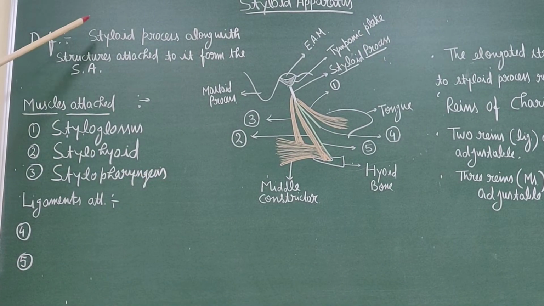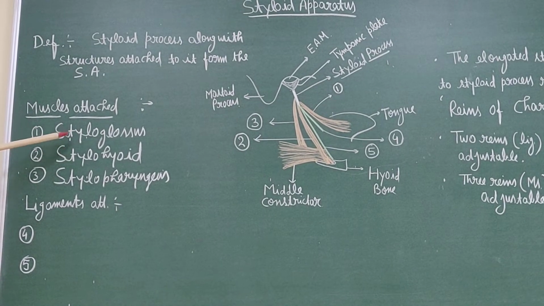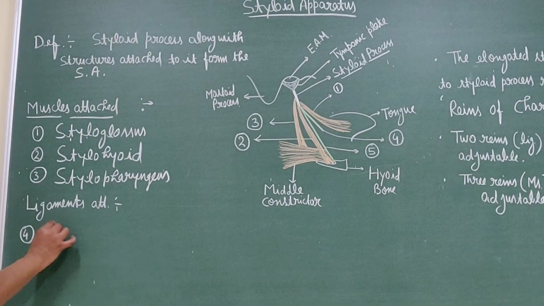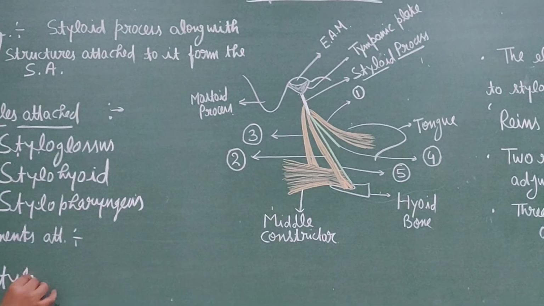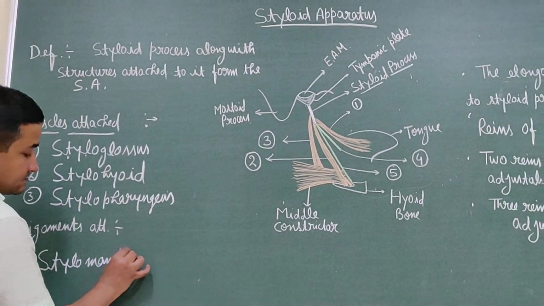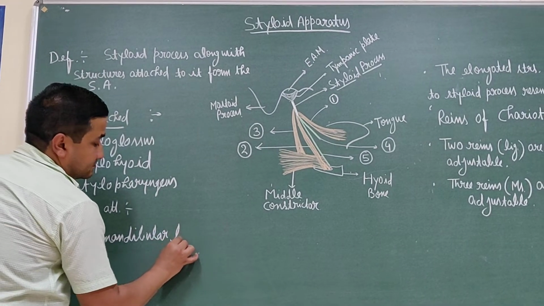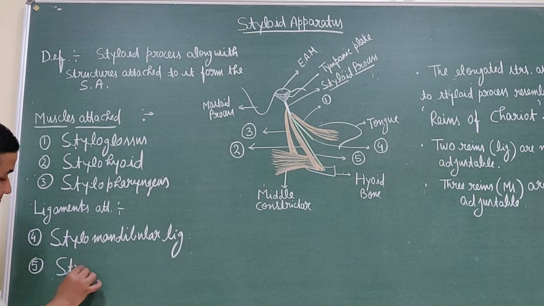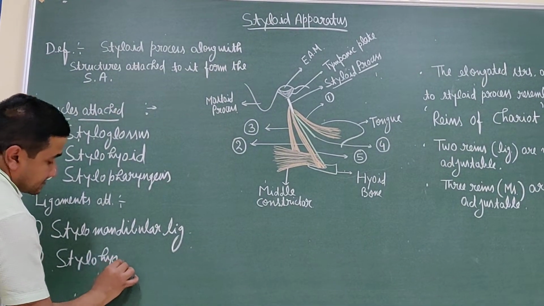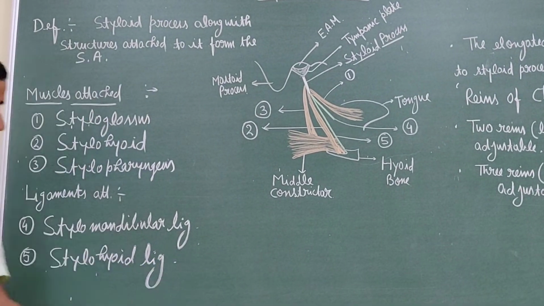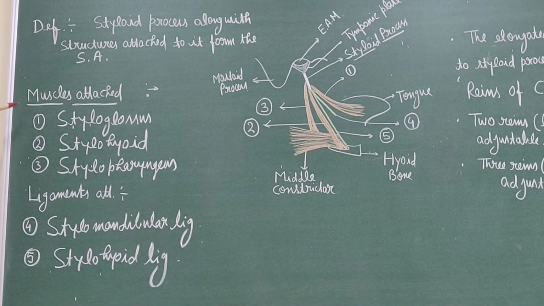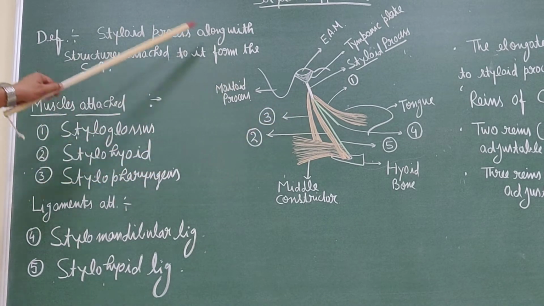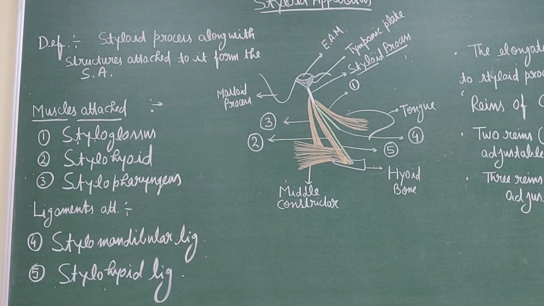This styloid process provides attachment to these three muscles, and two ligaments, the fourth and the fifth. The fourth is the stylomandibular ligament, and the fifth is the stylohyoid ligament. These five structures are attached on this styloid process, and combinedly known as the styloid apparatus.